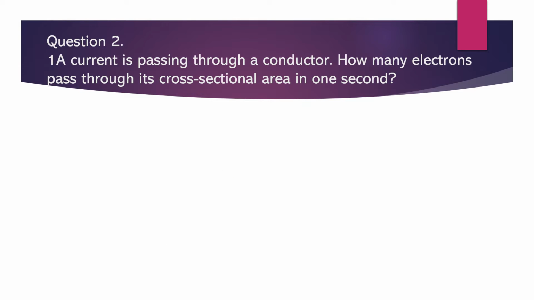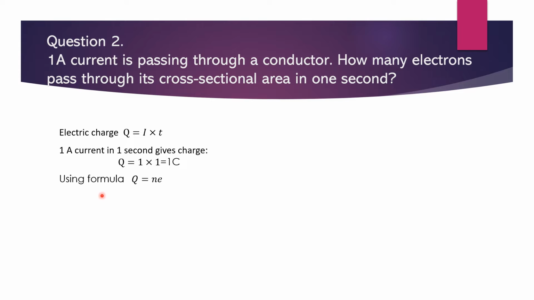Question 2. 1 ampere current is passing through a conductor. How many electrons pass through its cross-sectional area in 1 second? Now again, electric charge Q is equal to I cross T. Now 1 ampere current in 1 second gives charge Q is equal to 1 times 1 is equal to 1 coulomb.